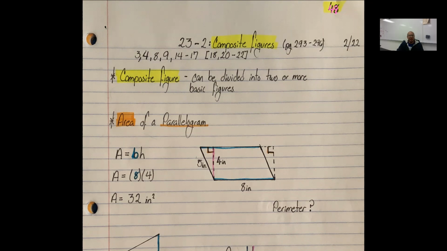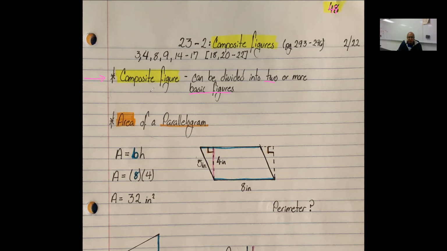Assuming you've already copied this down, let's go ahead and begin with the definition of a composite figure. Ladies and gentlemen, a composite figure is simply a shape made up of multiple regular shapes. So it can be divided into 2 or more basic figures. It can be multiple triangles, or a square and a triangle, or some kind of trapezoid or parallelogram, any 2 or more regular shapes. It is composed of, you see the word composed right here, it is composed of several shapes, at least 2.